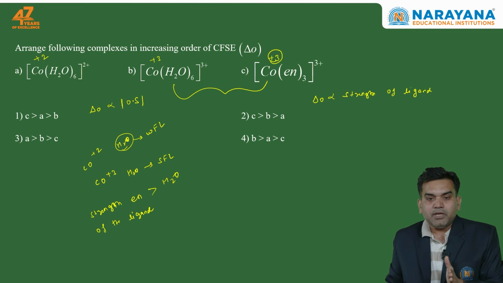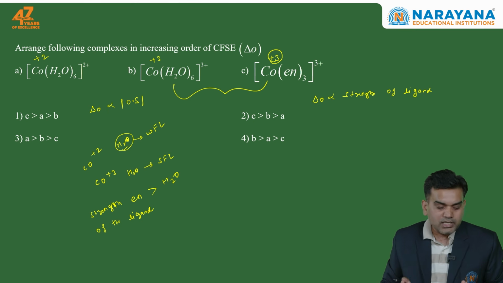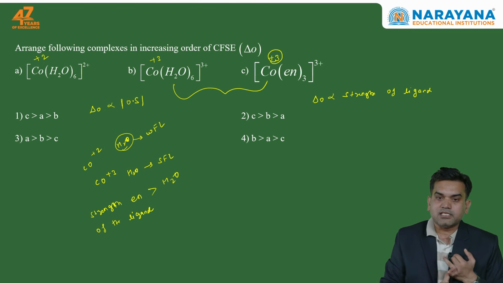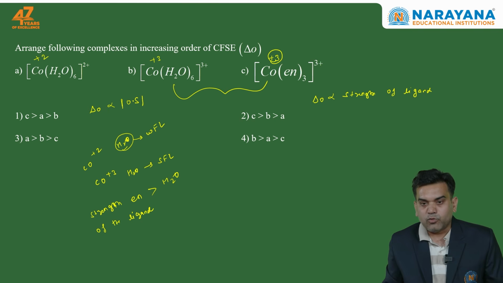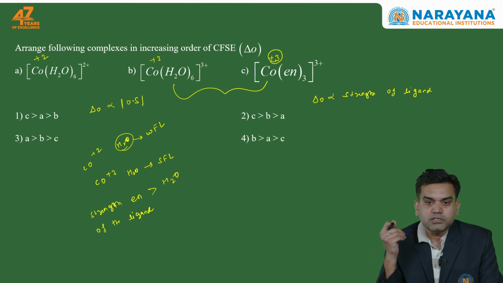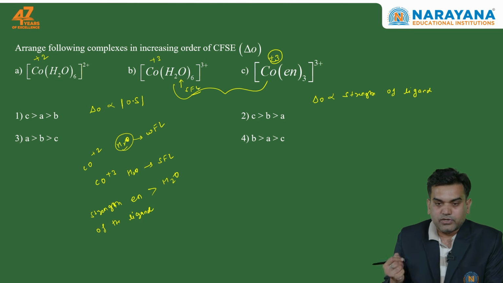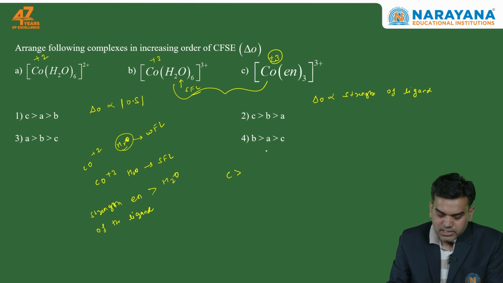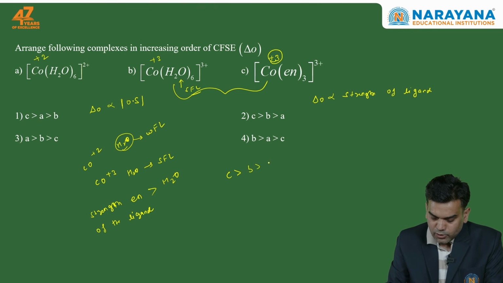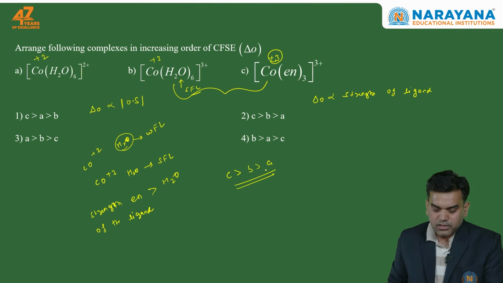In options A and B, how can I compare? Cobalt is given in +2 oxidation state with water as the ligand in A, but in option B, cobalt is given in +3 oxidation state with water as the ligand. So here, water is behaving as a strong field ligand, SFL. So I can say option C would have the strongest or maximum CFSE, then option B and then option A. So this should be the order, and I can find this order in option 2.